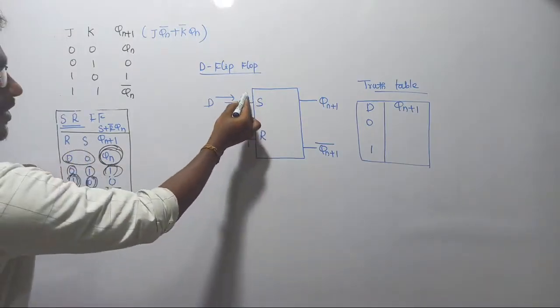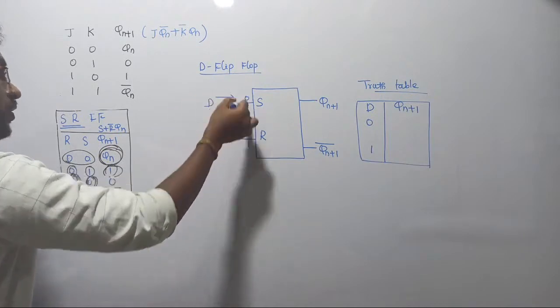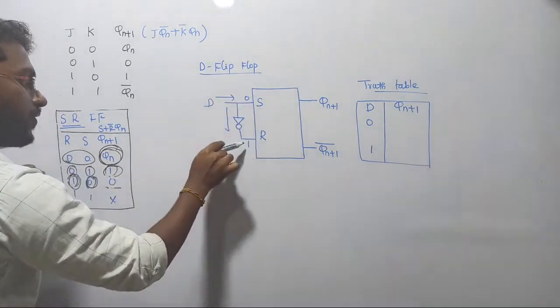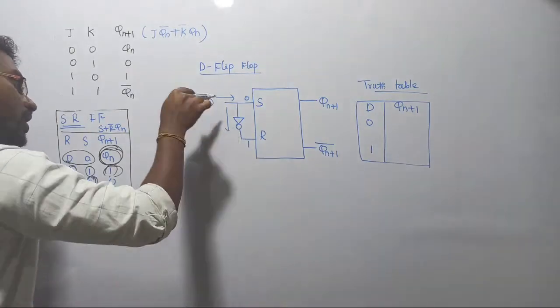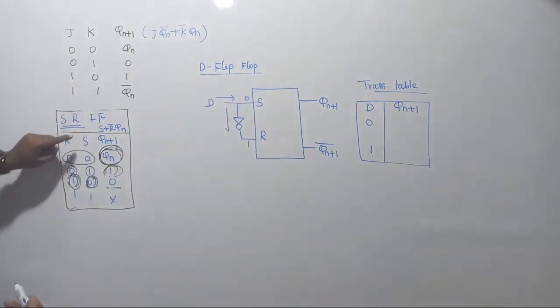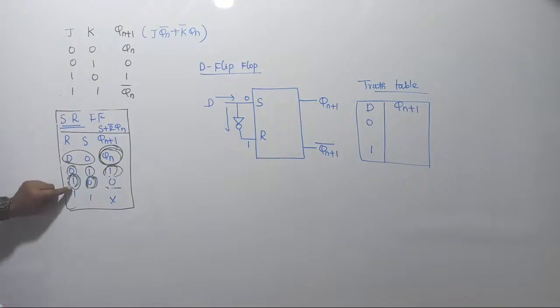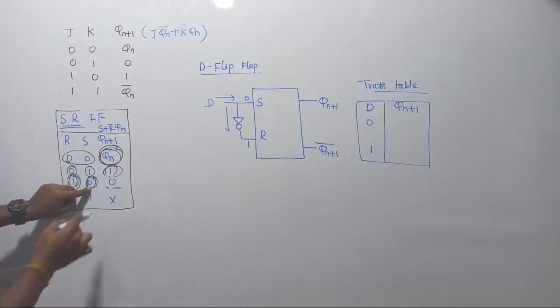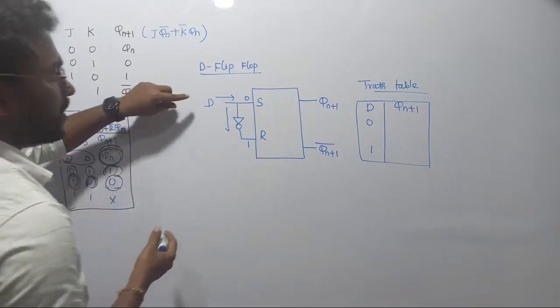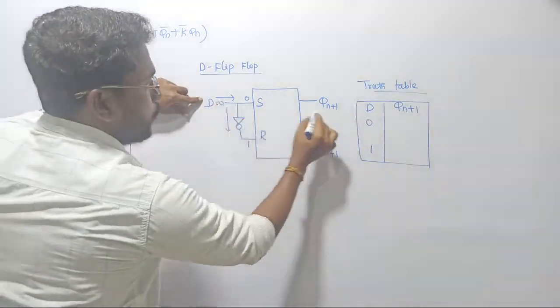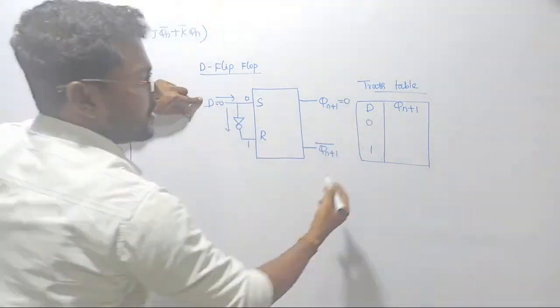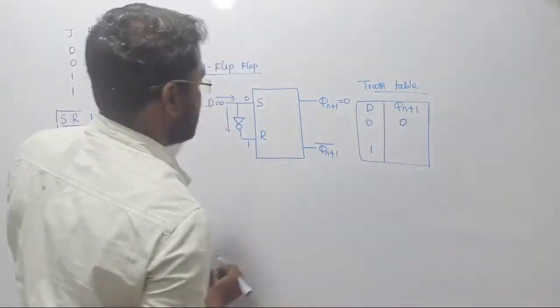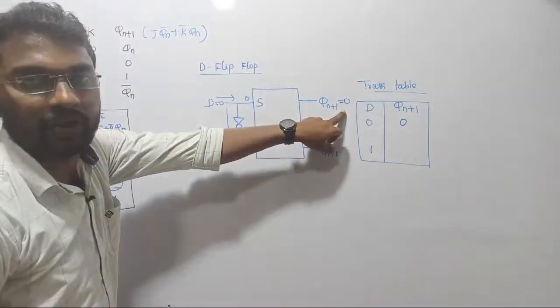See there, into the set pin we are injecting 0, whereas into the reset pin we are injecting 1, such that a 1-0 combination will give you 0. See there, the entering data is 0, output is also going to be 0. So what is the conclusion? Whichever data we are transmitting, that data is received here.